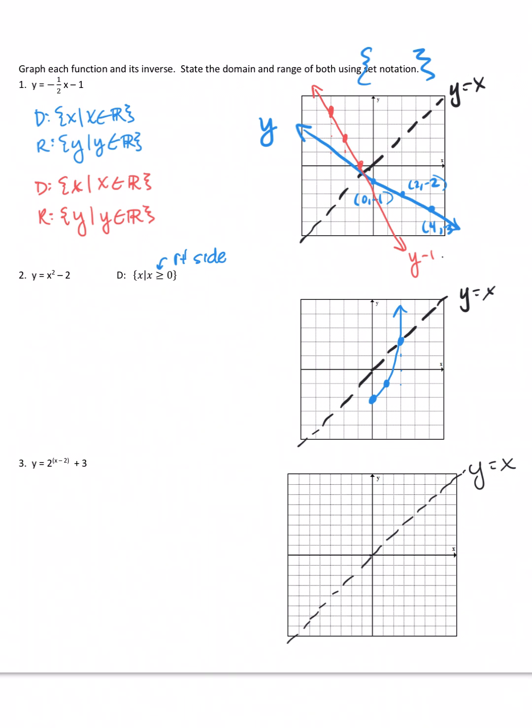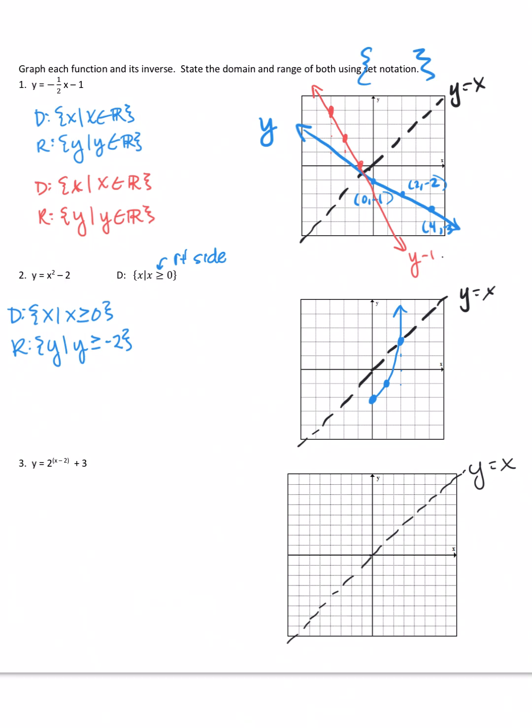Now, let's do domain and range of this guy. So my domain is, look, it's limited, right? It only starts where x is 0, and then it continues to get bigger. So x is greater than or equal to 0. The range, okay, from bottom to top, it goes from -2 up. So y is greater than or equal to -2.